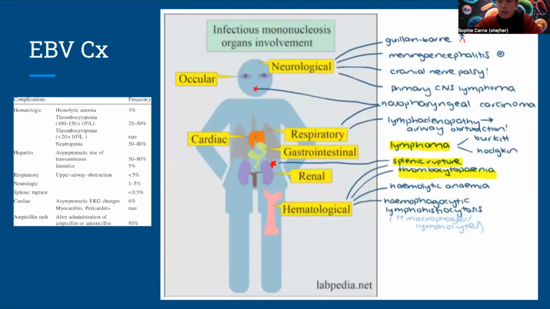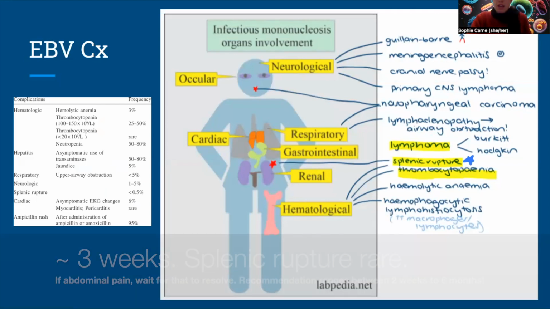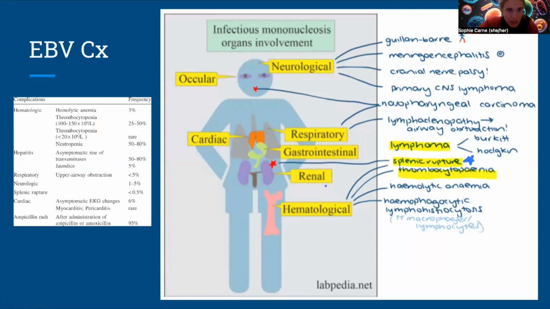Okay. So there are heaps of complications that can happen as a result of Epstein-Barr virus in lots of different symptoms in your body. I think the main ones to know are lymphoma, splenic rupture, and thrombocytopenia. So splenic rupture is why you should recommend that your patients with Epstein-Barr virus do not exercise, do not do any contact sports after contracting Epstein-Barr virus. But these are some other ones that can happen.